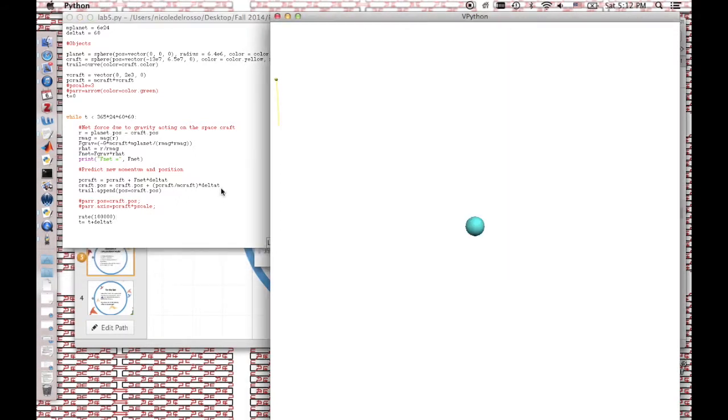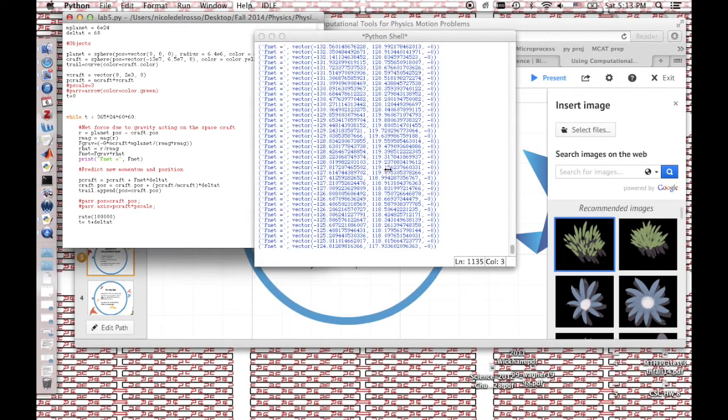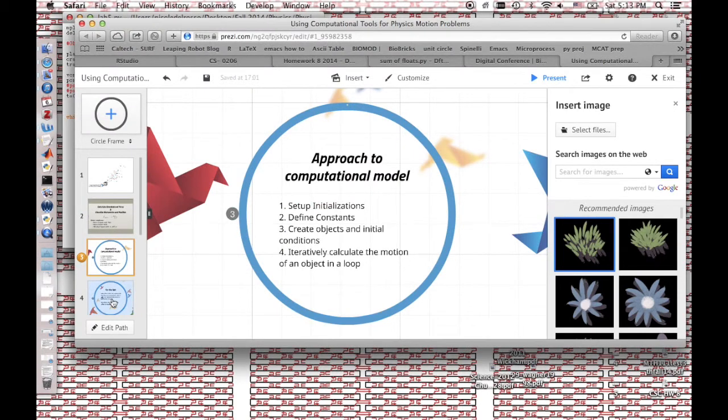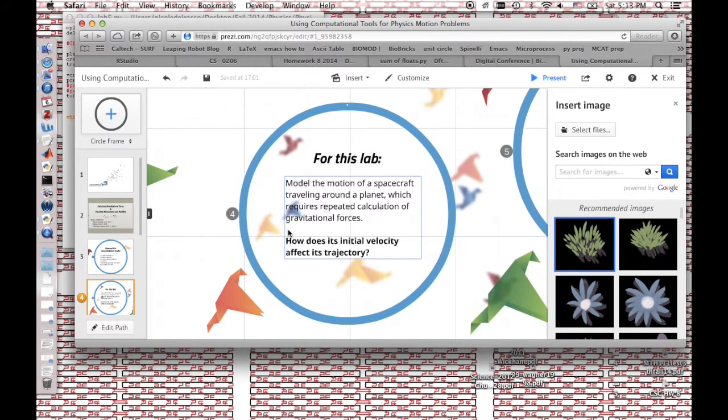And then also we're predicting new momentum and position with this net force, where the momentum is the initial momentum plus the net force times the change in time. And then the position of the spacecraft is the initial position plus the momentum divided by the mass, or also the velocity times its change in time, and that's also what you're being shown here. So let's stop this and analyze what's happening a little bit.